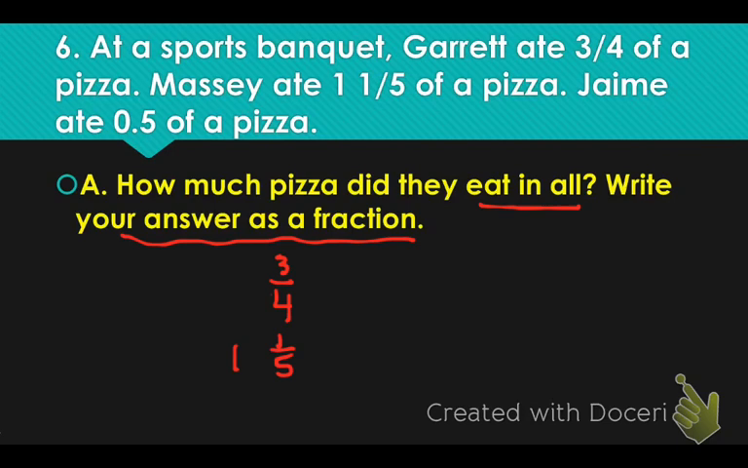And Jaime ate 5/10, which is not a fraction. So I have to change that to a fraction, which is going to be 1/2. I need to get a common denominator. Now you can do this in multi-steps. It doesn't matter. You could just add the first two and then get your common denominator and then add the third one. Doesn't matter how it's done, just as long as you end up with the same final answer.